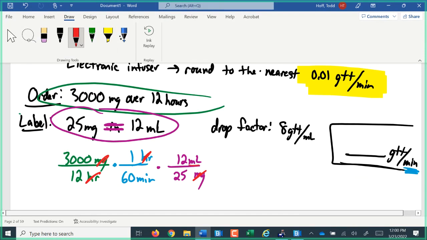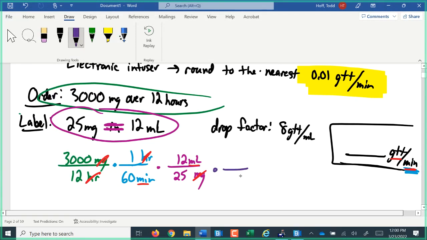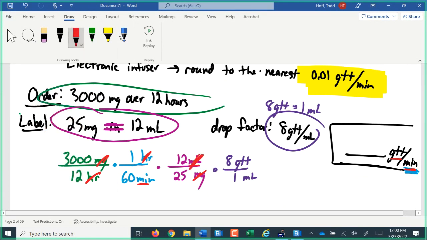Now in milliliters per minute, well, I want it to be per minute, but I want it in drops per minute. So I still have to change the milliliters to drops. Milliliters are on top, so I put them on bottom to cancel them out. My drop factor is 8 drops per milliliter. Again, that is saying 8 drops is equal to 1 milliliter. So 1 milliliter and 8 drops goes into my linear process here. Milliliters cancel out, and now I have drops on top and minutes on bottom. That is exactly what I want.